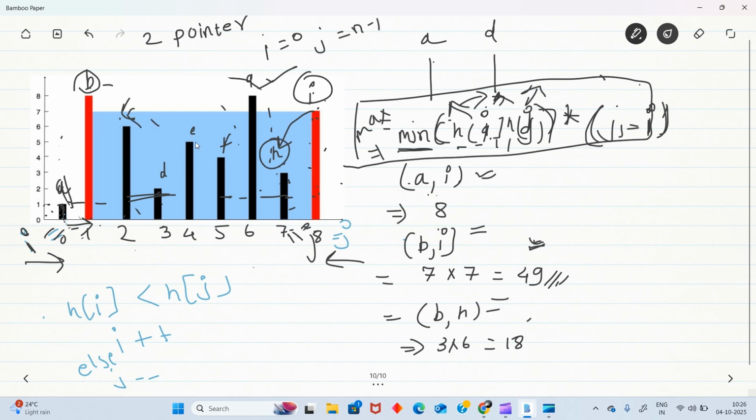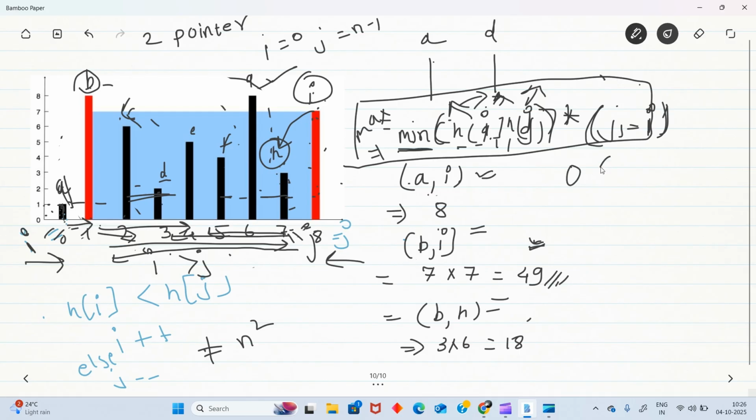Similarly, we will keep moving, and this will definitely not be n squared. We are using the two pointer approach. My i will never be greater than j. In the worst case, either it will go from this side or this side, or it will come to the middle point or somewhere here, depending on which is the minimum. So what will my complexity be? It will be O of n.